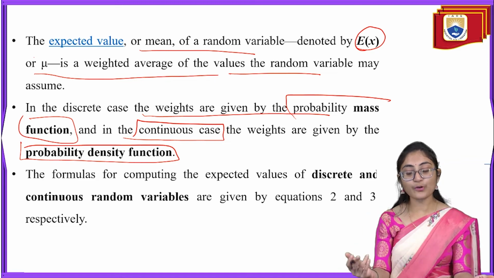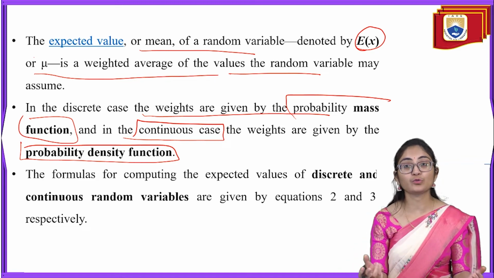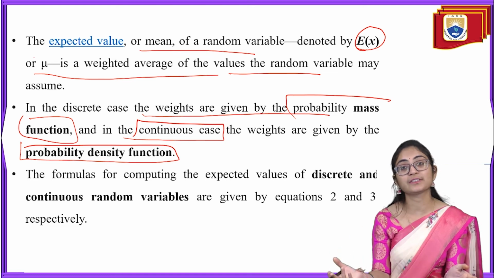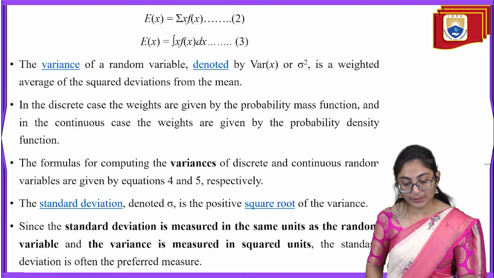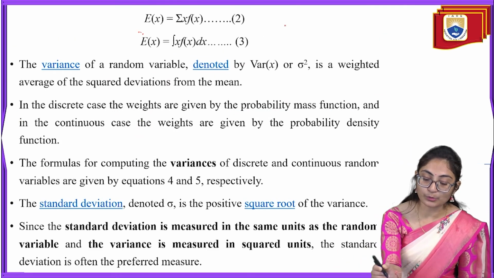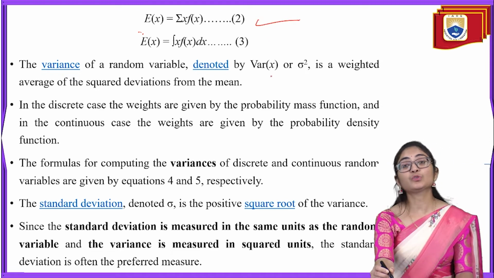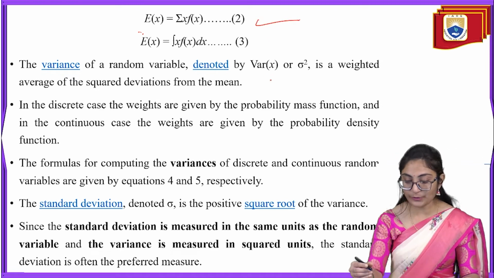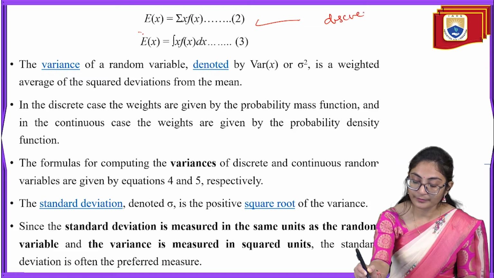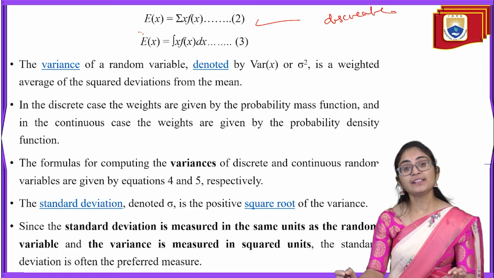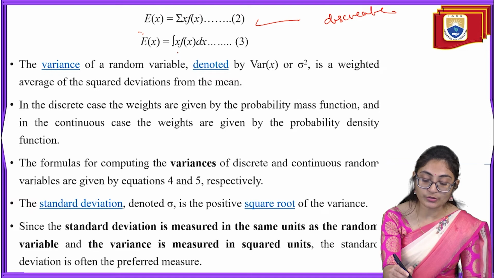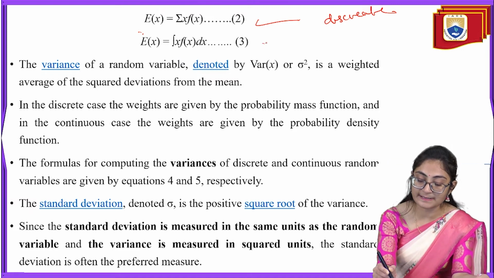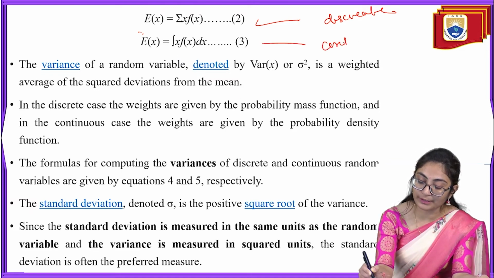The formulas for computing the expected values of discrete and continuous random variables are as follows. E of x is equal to the summation of x times f of x. This is for the discrete case. And E of x is equal to the integral of x times f of x dx. This is for the continuous case.